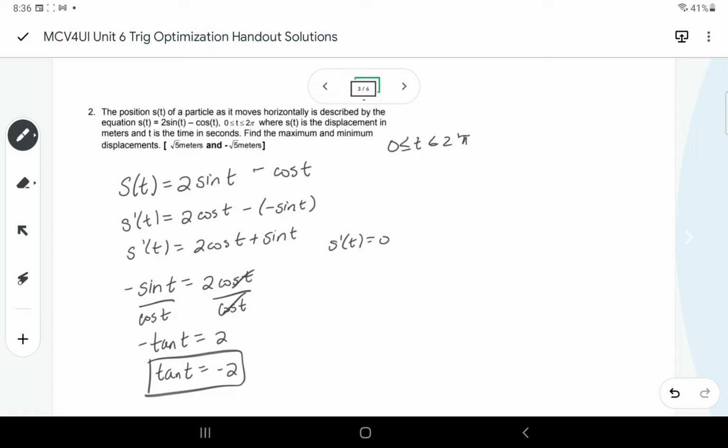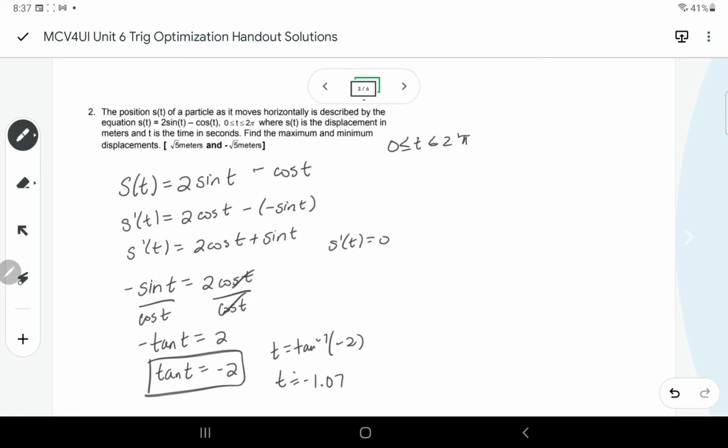And t is, let's go tan negative 1 of negative 2. And again, making sure you have your calculator in radian mode. So negative 1.07 is what I'm given there. But we have to kind of figure out, that would be my related acute angle. Well, it's actually not related acute angle.